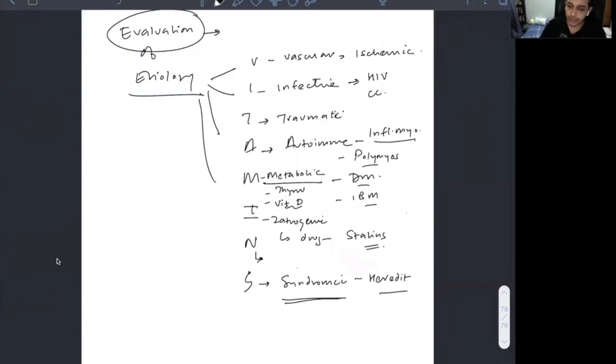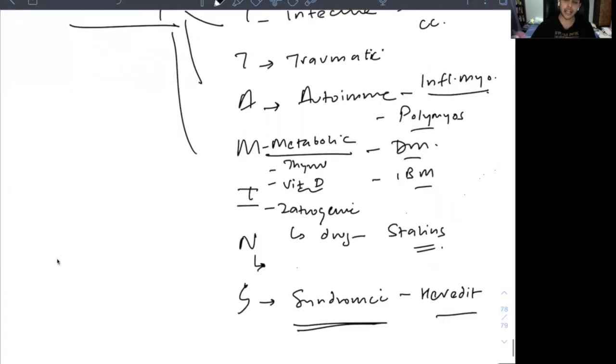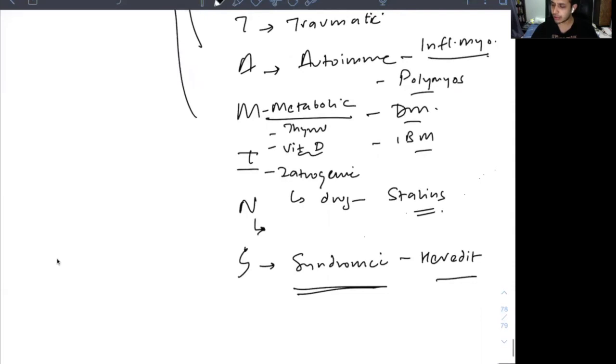And like every day, the treatment will obviously depend completely on the cause, whether they require antibiotics for infective, immunosuppression for an inflammatory myopathy, or thyroid or vitamin D supplementation for nutritional myopathy. And I think that covers it for today.